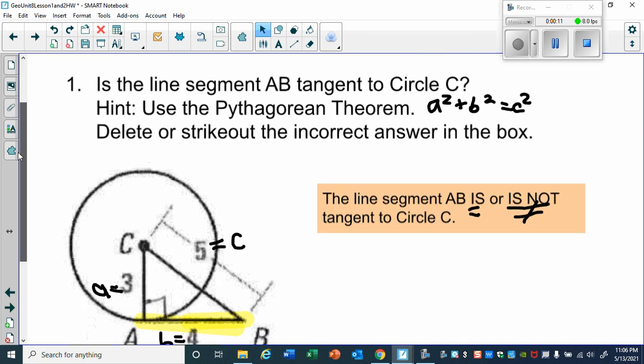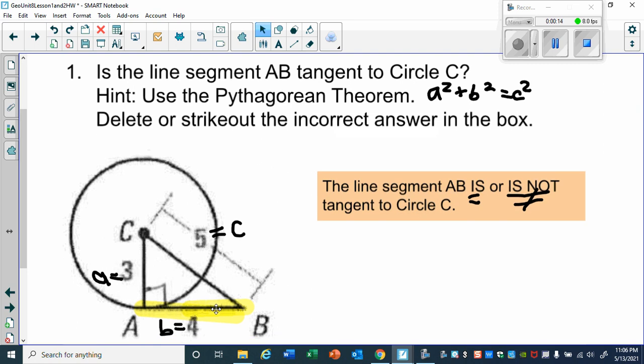For number 1, line segment AB, highlighted in yellow, is tangent to circle C. Use the Pythagorean theorem: a squared plus b squared equals c squared. Plug your values in. If the sides are equal, the line segment is tangent. If they don't equal, then they're not tangent.